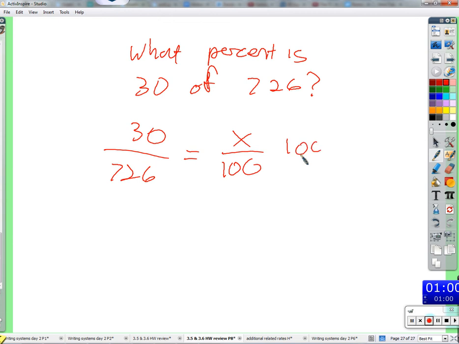So we solve for x by multiplying by 100 on both sides. So we got 100 times 30 over 726, or 30 divided by 726, and you get some decimal. Then you multiply by 100, move the decimal place over twice.